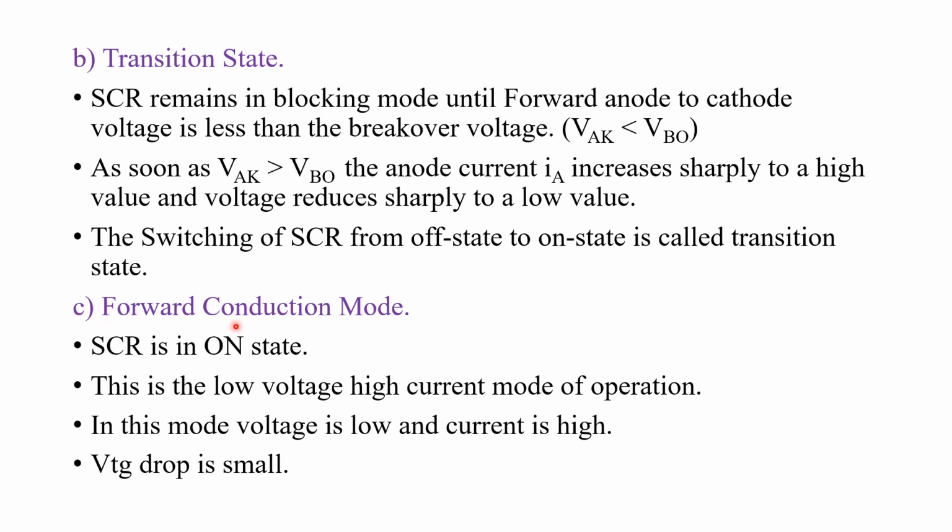So the third state is forward conduction mode. SCR is in on state. This is the low voltage high current mode of operation. In this mode, voltage is low and current is high. Voltage drop is small. So this is the third region of operation of forward characteristics of SCR. In this mode, our SCR is turned on. It's completely on, and here the voltage is low whereas the current is high. This state is also called the low voltage high current mode of operation, and here the voltage drop is small.